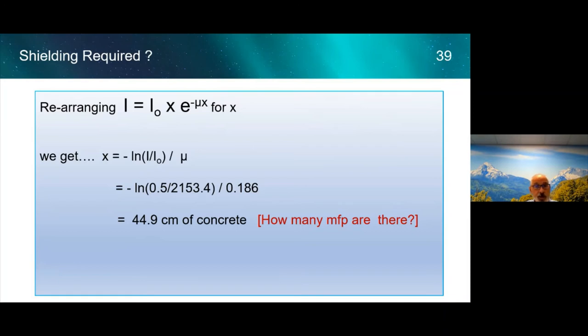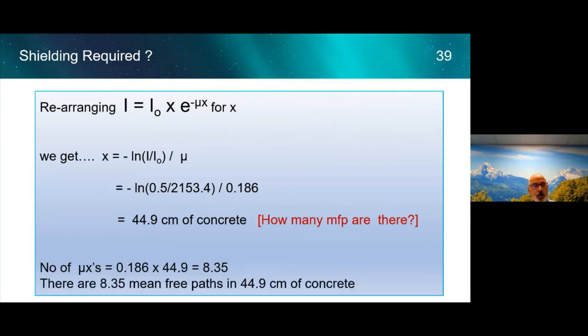So that's the first part of your next calculation. It's a fairly straightforward calculation. It's simply mu times x. X is 44.9 and mu is 0.186. So you multiply these two numbers together and you find out that in 44.9 centimetres of concrete for cesium 137, there are 8.35 mean free paths.